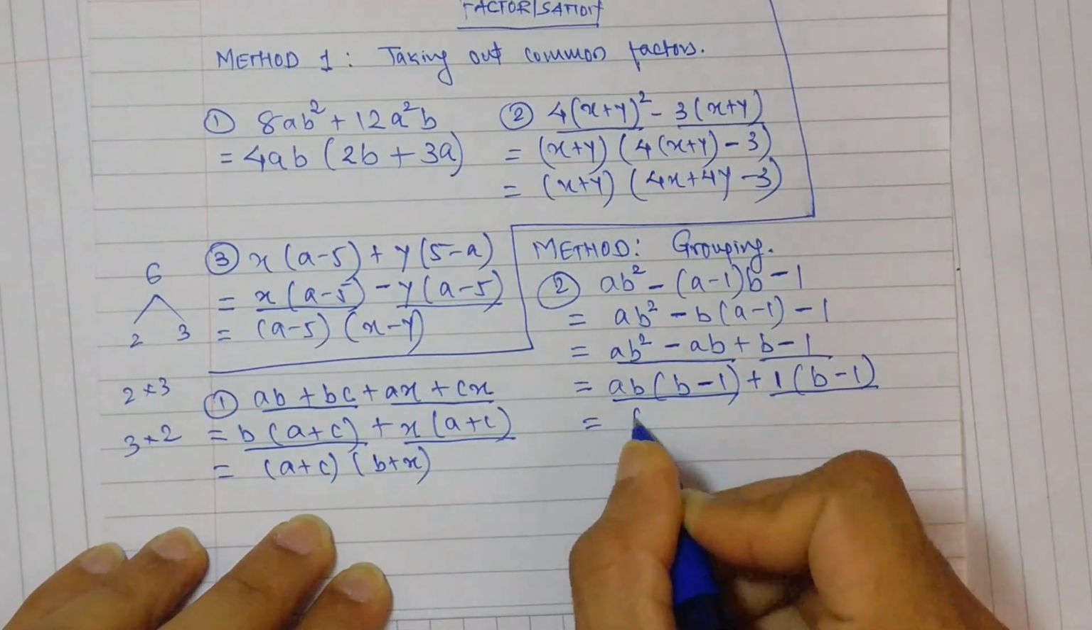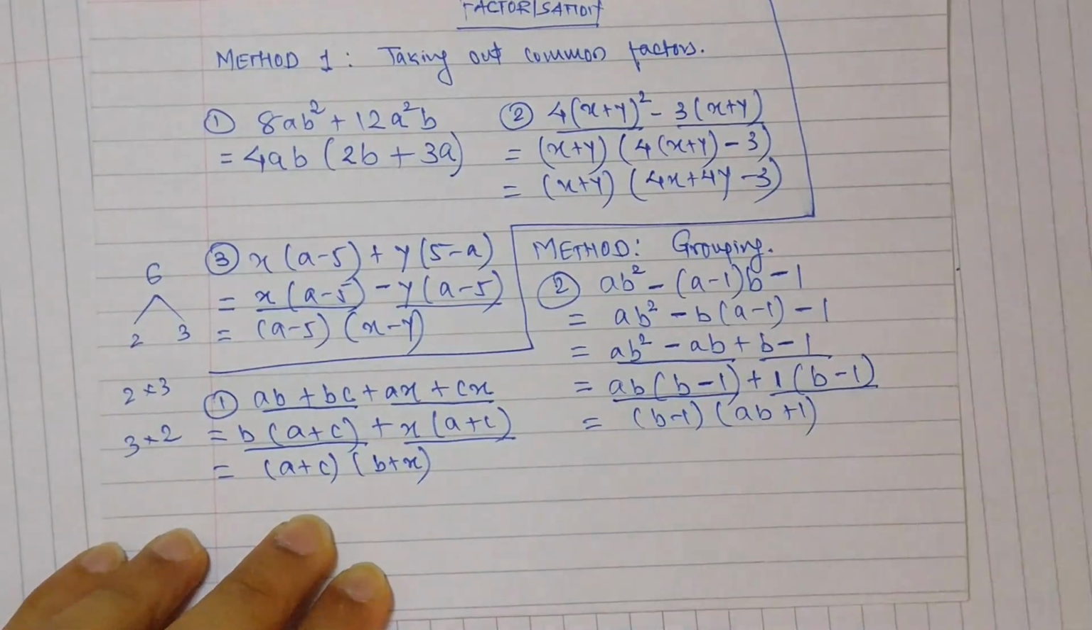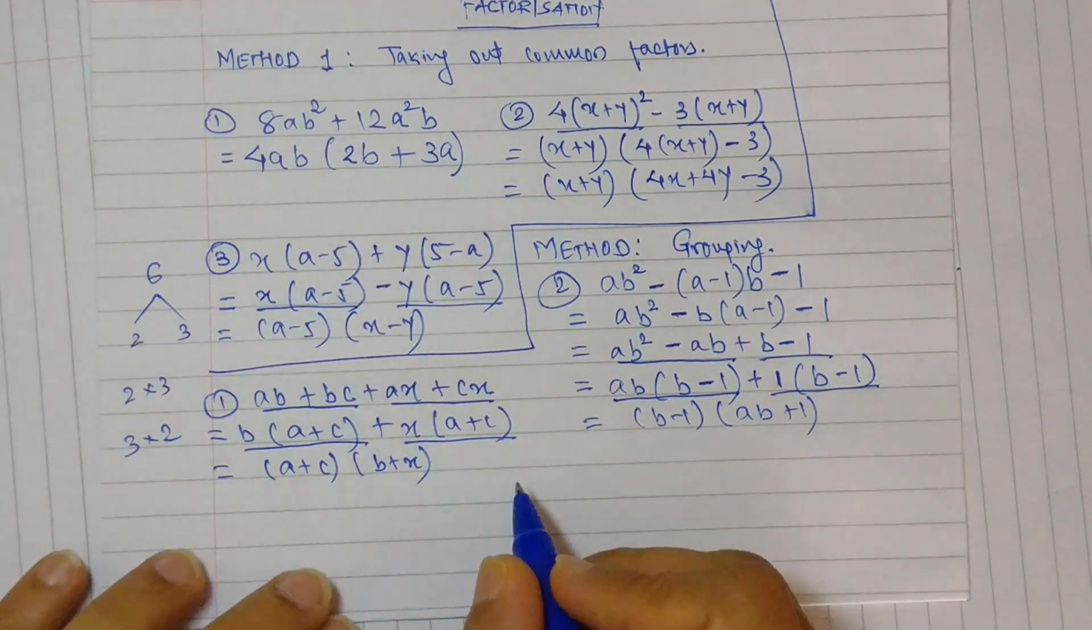So, I have got two terms. What is common in them? B minus 1, and what will be remaining inside? AB plus 1. So this is the method of grouping. Let's do one more question.